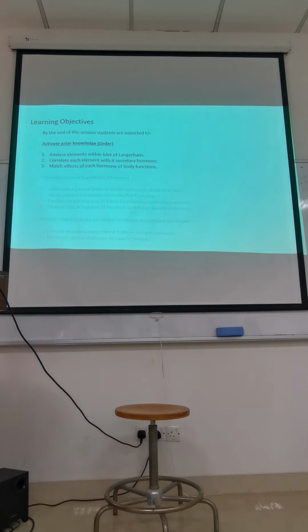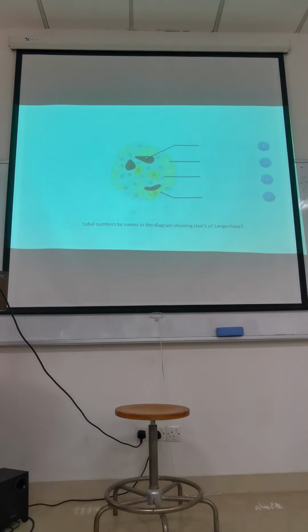So let's focus on the order part. You already know that, so let us check how good you are. This diagram shows numbers. You have to tell me the names of the cells or the name of the structure. So what is number one? Capillary. Okay. Number two? Epithelial cell.